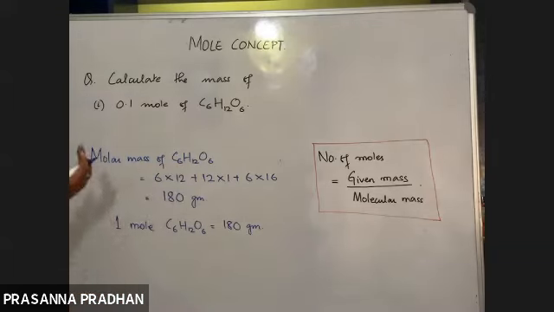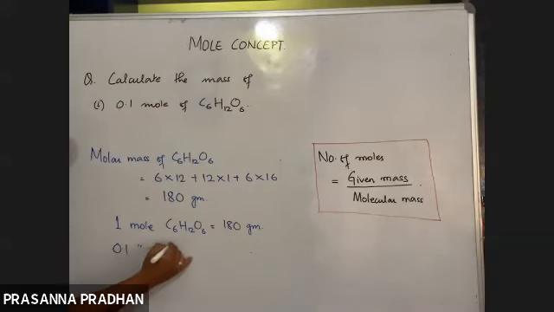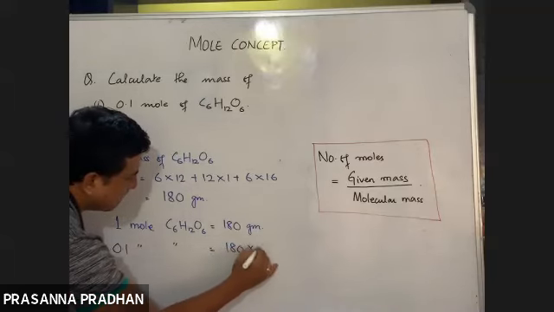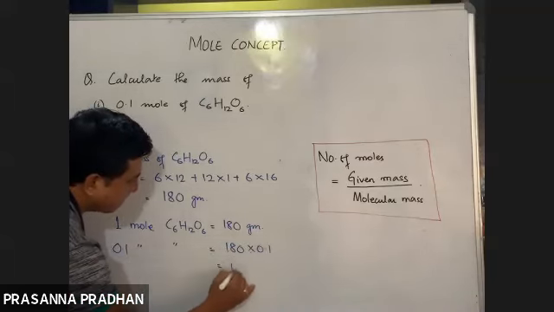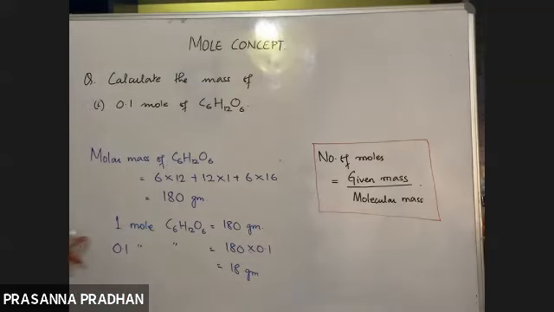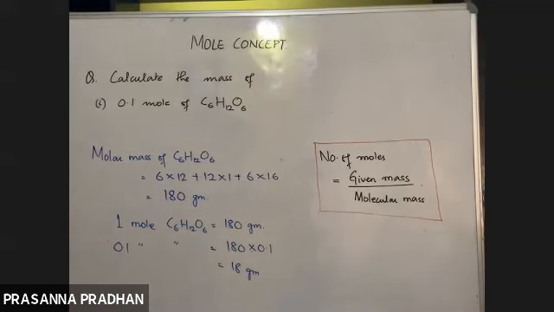So in the question, you are supposed to calculate the mass of 0.1 mole. Okay, fine. So 0.1 mole of glucose should be equal to, by the simple unitary method, 180 multiplied by 0.1. This will be equal to 18 gram. So 1 mole of glucose is equal to 180 grams, and 0.1 mole of glucose will be equal to 18 grams.